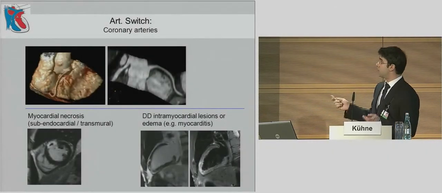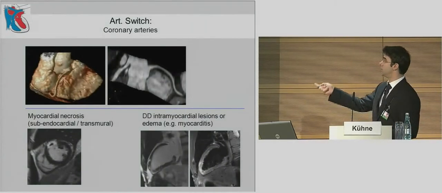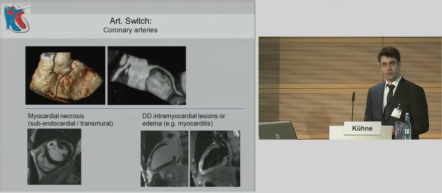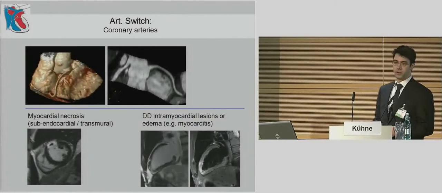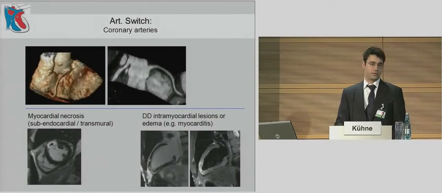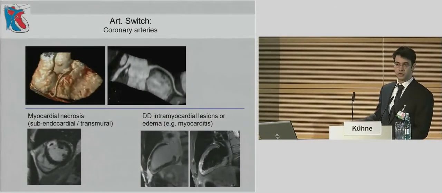And now the topic: coronary arteries after switch. Yes, we can definitely visualize the coronary arteries with MRI, much better with CT. This is actually a visualization of the coronary arteries after reimplantation after a Kappa. It would be the same situation for switch.